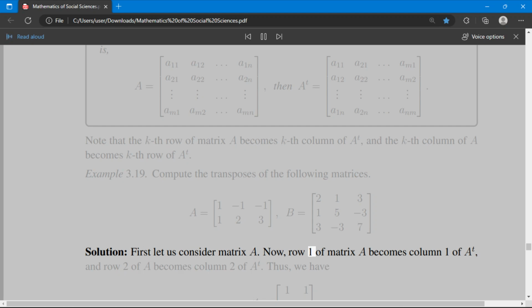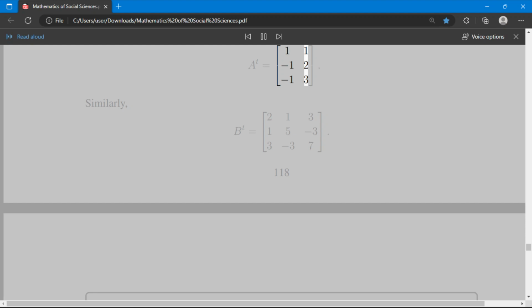Solution. First let us consider matrix A. Now, row 1 of matrix A becomes column 1 of A^T, and row 2 of A becomes column 2 of A^T. Thus, we have A^T equals 1 1 1 2 1 3. Similarly, B^T equals 2 1 3 1 5 3 3 3 7.